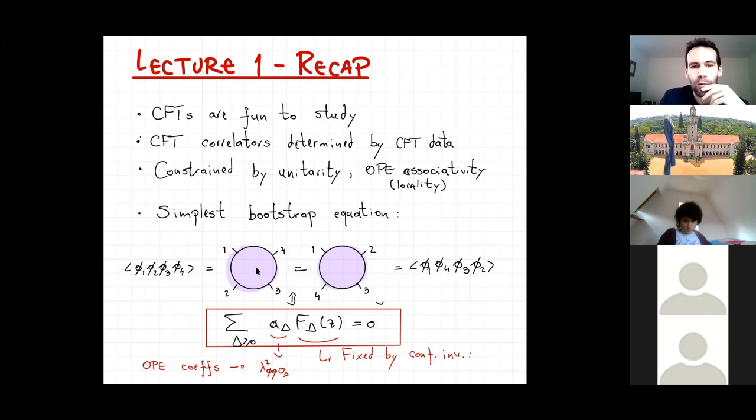So there's a sum over the quantum numbers which are getting exchanged in this four-point function. In this case, it's just the scaling dimension. Then there's some OPE coefficient squared, so this is a positive quantity. And then there's this function, which I call the crossing vector, which I gave the expression for last time. It's basically related to some hypergeometric functions. So this is a known function, okay?